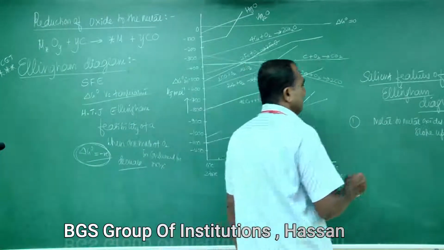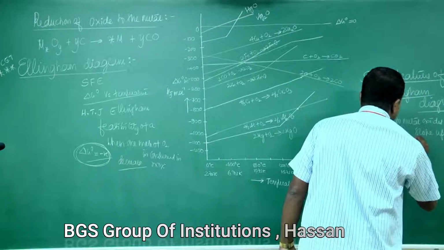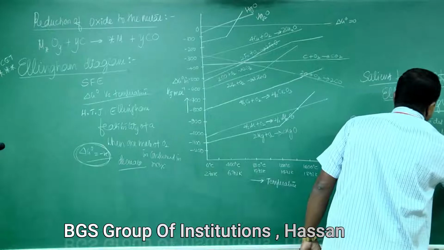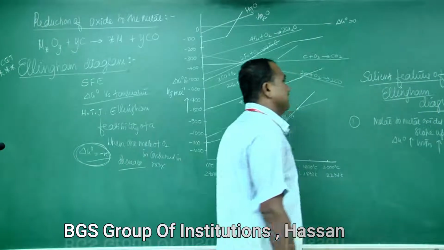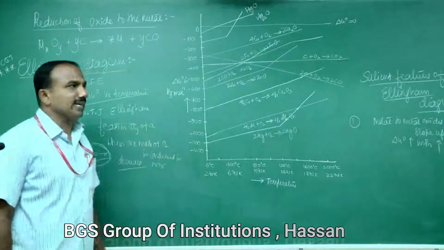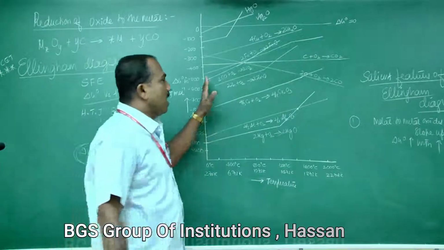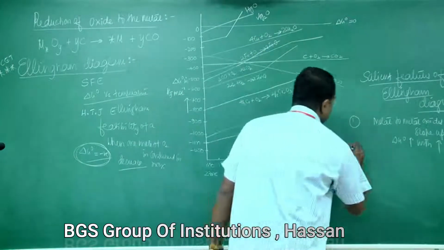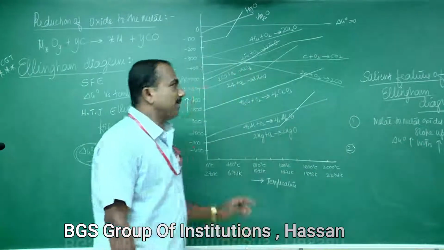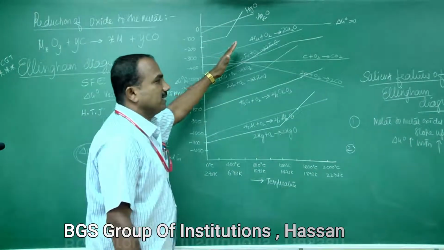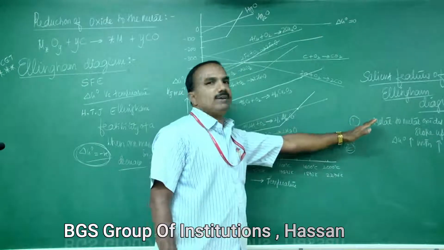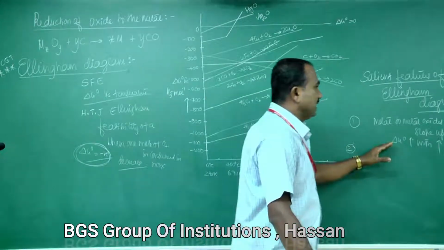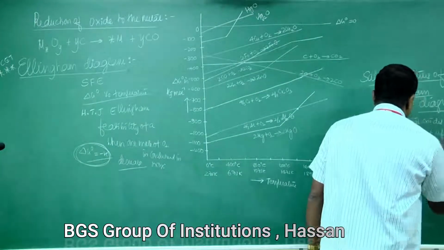Delta G naught increases with increase in temperature. This is because standard free energy change, that is delta G naught, increases with increase in temperature. Therefore, most graphs for the formation of metal oxides slope upwards.